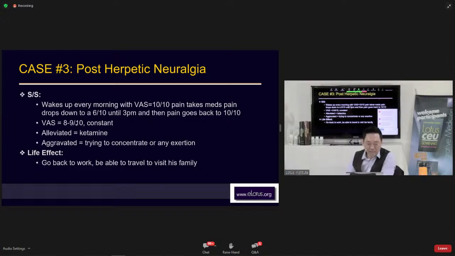When he came in, he was at 8 out of 10, constant. Ketamine is the only thing that alleviates it. It's aggravated by trying to concentrate or any exertion, like just trying to be a human being, which increases the pain. His life is affected. He wants to go back to work. He wants to be able to visit his family, right? He can't do either.